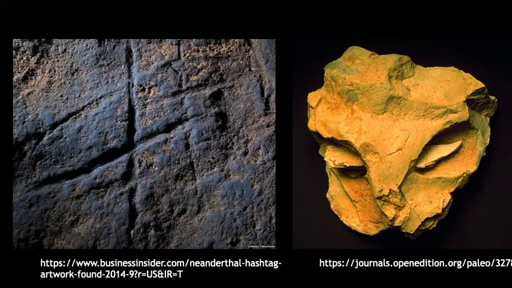Nevertheless, we do see signs of Neanderthal cognitive and social complexity. So, for example, on the right here, you can see that a Neanderthal has taken this stone, which had a natural hole in it, and they've jammed a bone in there, which they've then fixed in place using bits of flint, so that it produces this almost face-like image. So this is like an early form of art.